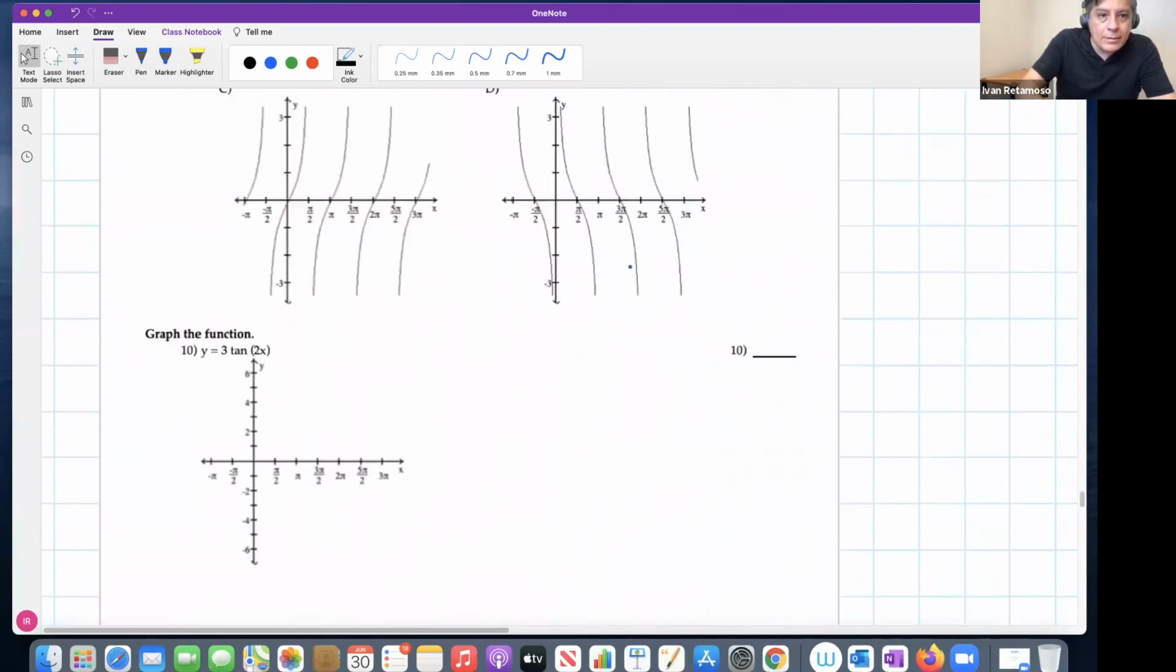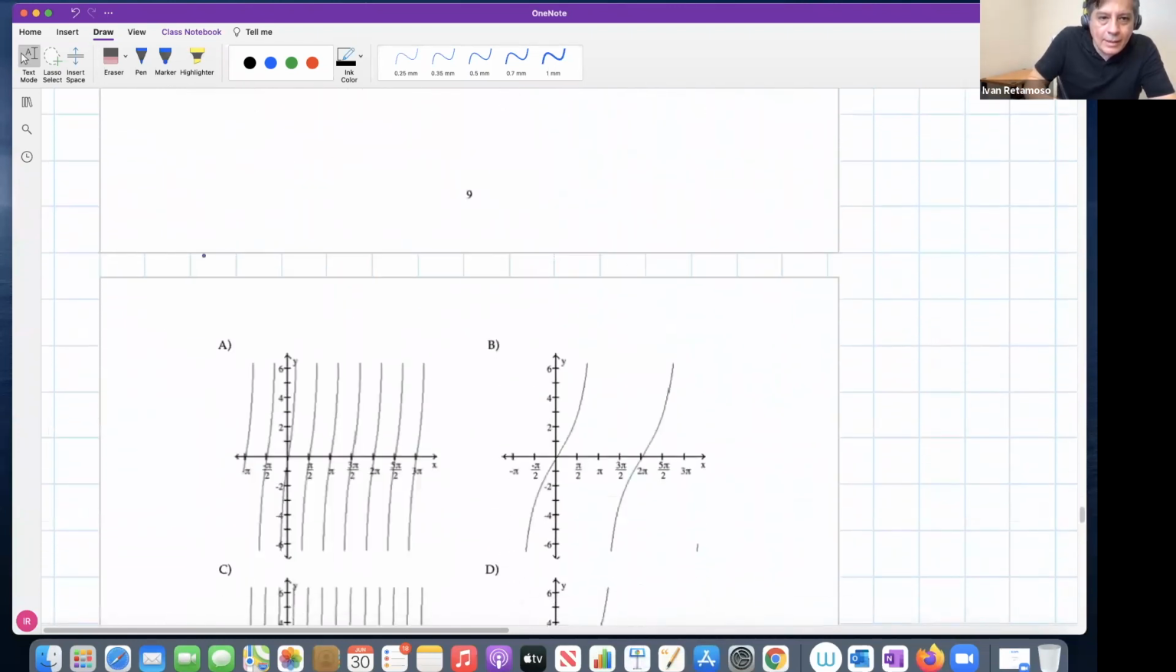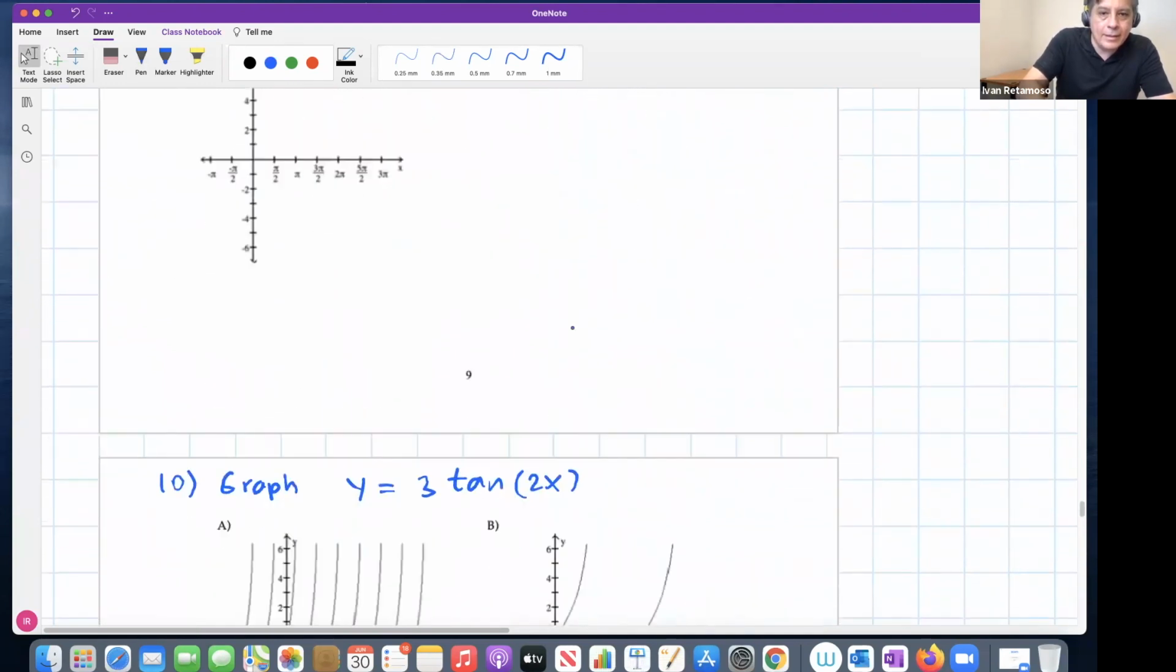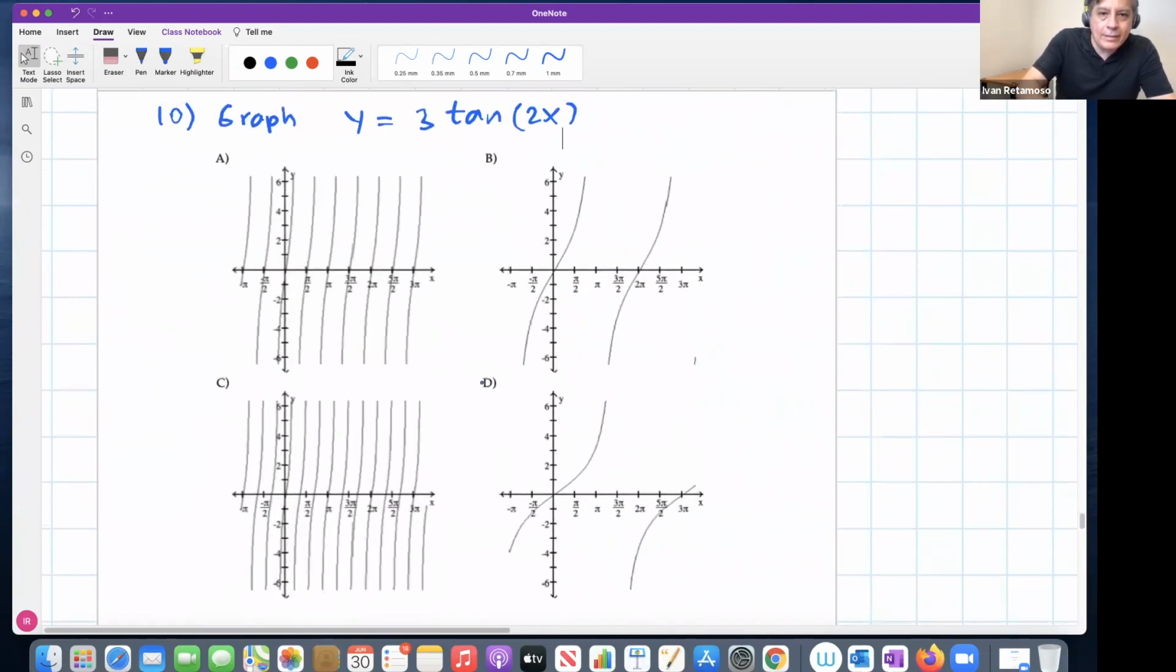This is question number 10. Graph y equals 3 times tangent of twice x. Yeah, this is it, I think. Excellent. Could you identify which one is this? There are two candidates there. Identify which one is the answer. Can you? We did it in the notes, but I want you to identify, because it's going to really be tricky there.